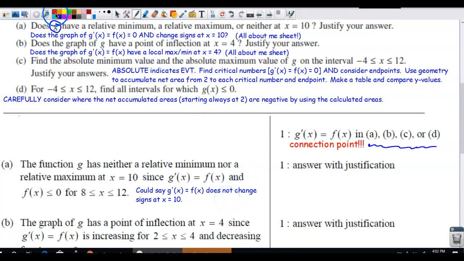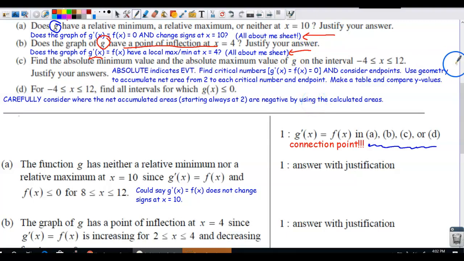All right, let's go back to letter B. In letter B, does the graph of G have a point of inflection at x equal to 4? So remember, since we have the graph of G prime above, which is f, wherever G prime has a local max or a local min, or changes from increase to decrease or decrease to increase, the G original has a point of inflection, and you can get this directly. Both of these parts were from the All About Me sheet.